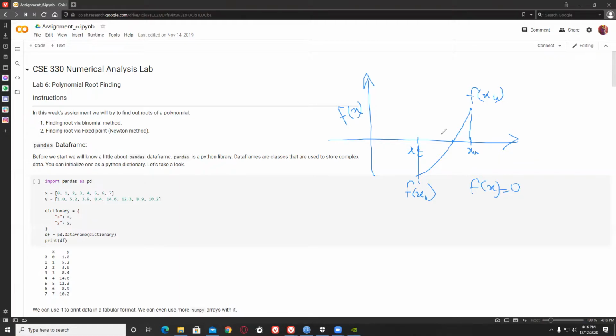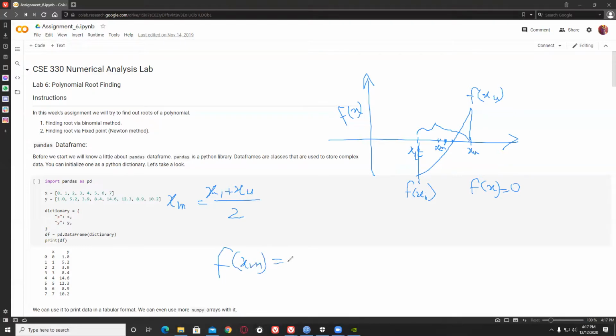Now the process of bisection method is, from that range of xl and xu, we find the average. So the average of xl plus xu divided by 2 equals the new x mid. And for x mid, we see from the graph x mid will be here. And for x mid, we will apply the function on x mid.